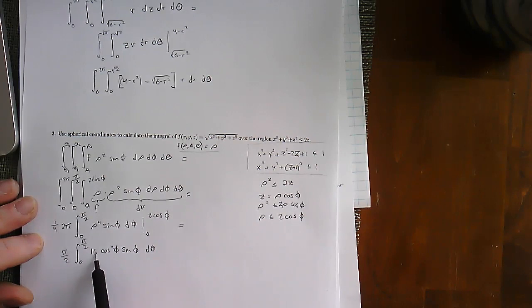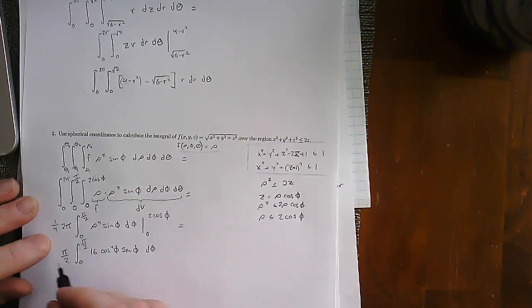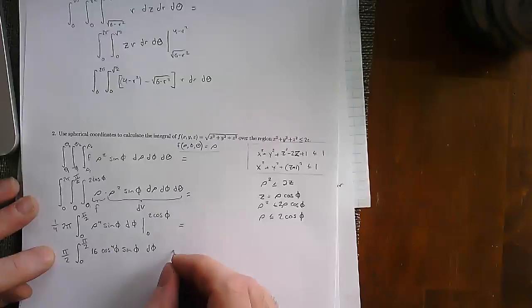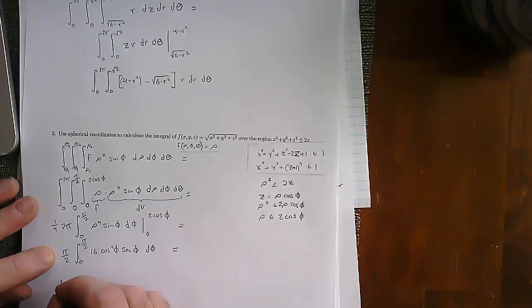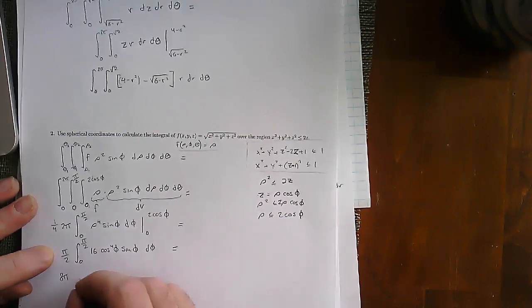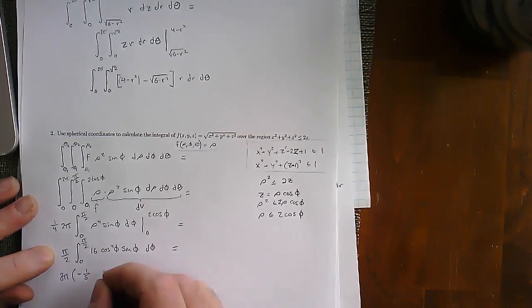So let's see, what do we have? I can pull that 16 out. So 16 can come out here. So we have 8 pi. 16 times pi over 2, that's 8 pi. So my antiderivative, I have cosine to the 4th times sine phi. So I think that would be, let's see, negative 1/5. I always have to check these when I do them. So negative 1/5 cosine to the 5th phi.